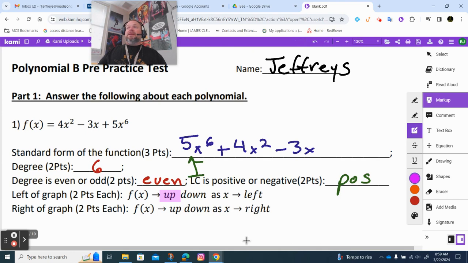And y'all don't have to do right or left anymore. If it's on the left, it's going to keep going left. It's not going to button hook and turn right all of a sudden. All right. On the right of the graph, it's going to go what? Up or down? Up. Okay. That's all you got to do.